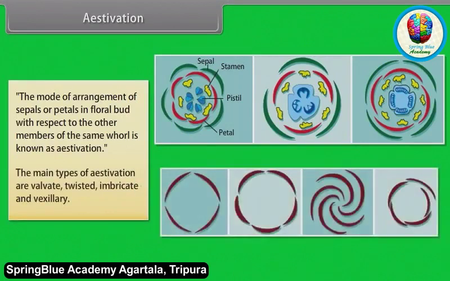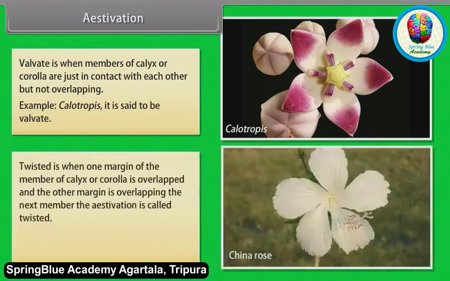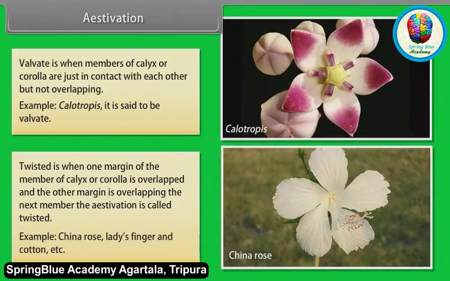The main types of estivation are valvate, twisted, imbricate, and vexillary. Valvate is when members of calyx or corolla are just in contact with each other but not overlapping. Example, calotropis. Twisted is when one margin of the member of calyx or corolla is overlapped and the other margin is overlapping the next member, the estivation is called twisted. Example, China rose, lady's finger and cotton, etc.